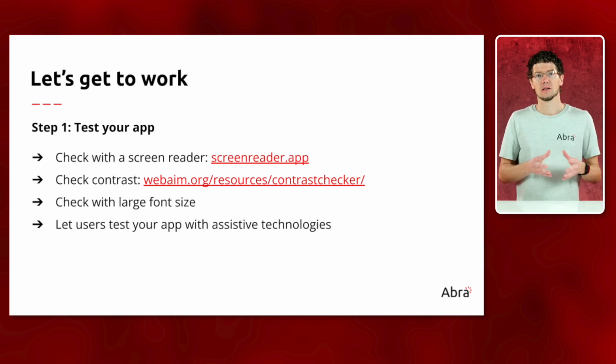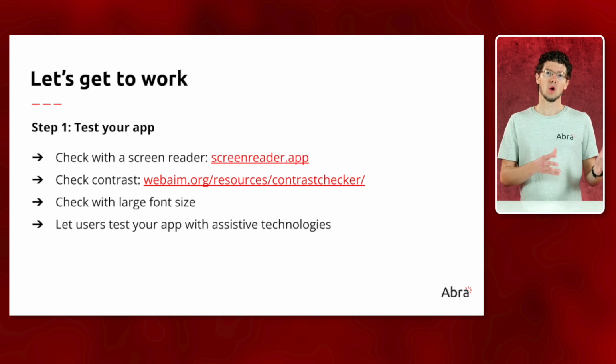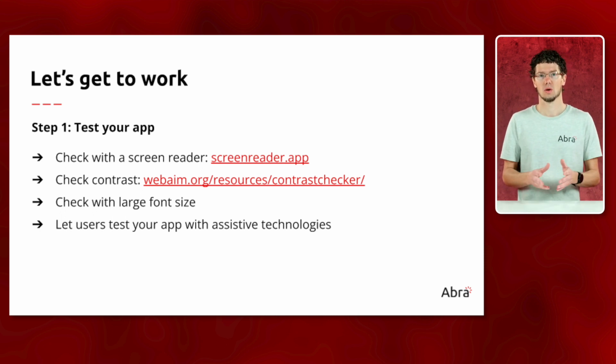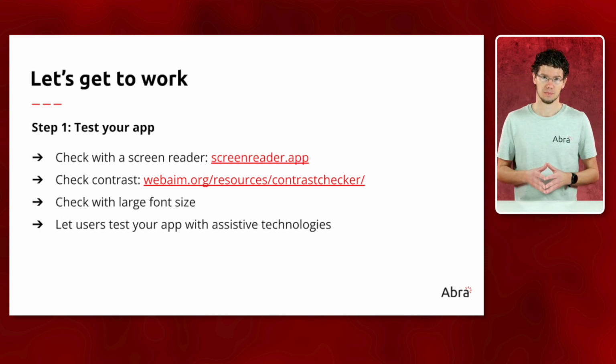Secondly, calculate contrast of elements and text with a contrast checker like WebAIM. Contrast of normal text should be 4.5 to 1 and elements and bold or large fonts should be 3 to 1 contrast ratio. Also, set a larger font size on the device and test if all functionality and letters are still visible.